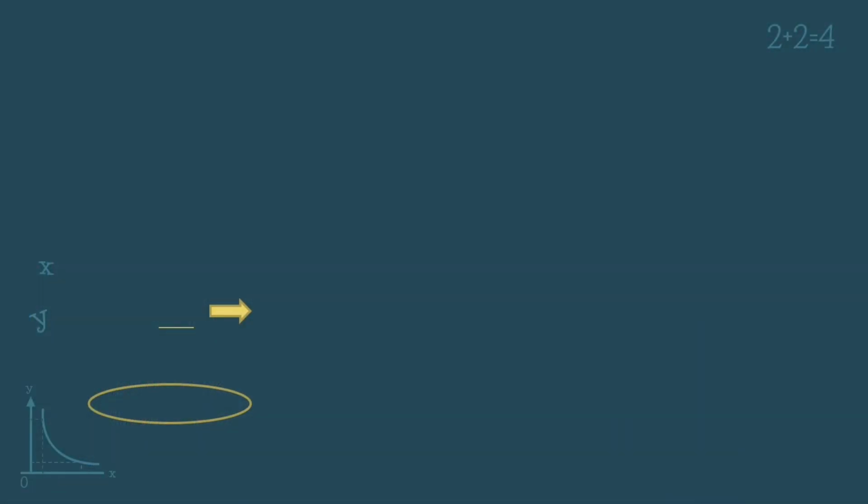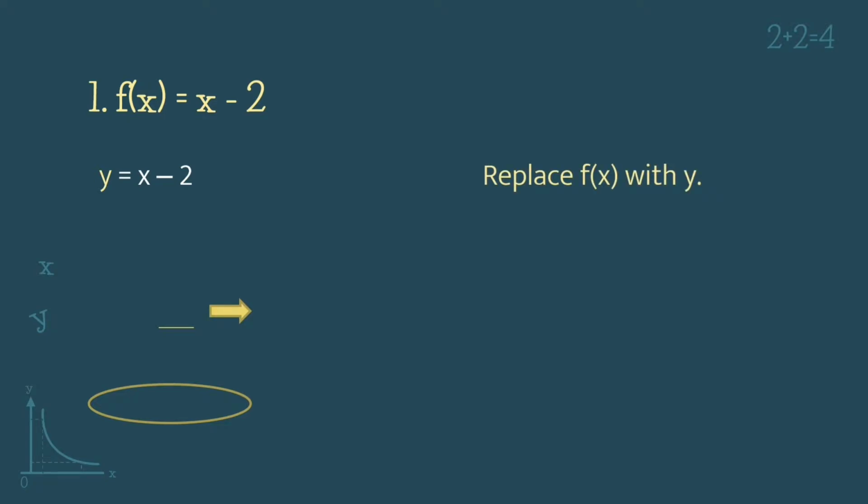Starting off simple, we have our equation, which is f of x equals x minus 2. The first thing that we should do is to replace f of x with y. After doing that, we will simply interchange x and y so that instead of y equals x minus 2, it will become x equals y minus 2.